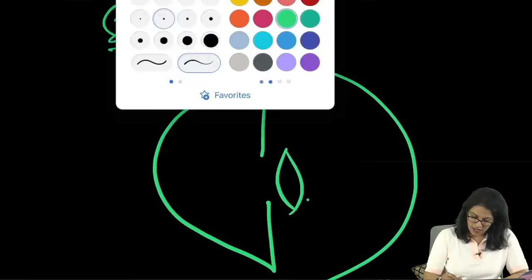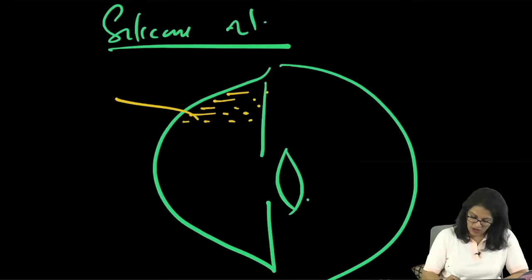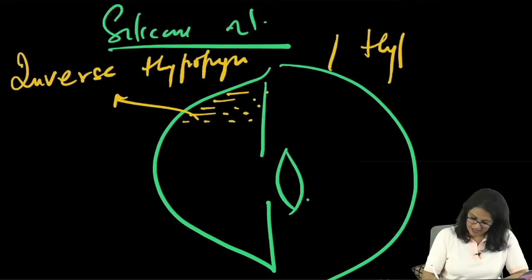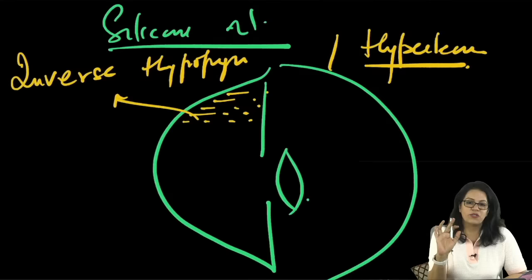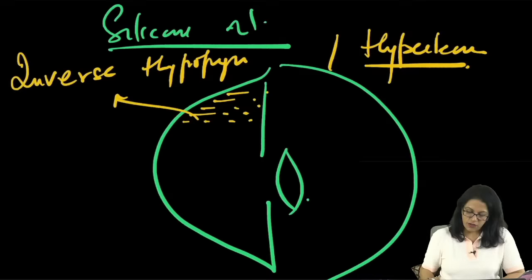When you are using silicone oil, it can leak into the anterior chamber. When it leaks into the anterior chamber, oil is lighter than water, so it will collect here. This is what is called inverse hypopyon. Normally, hypopyon is below. This is inverse hypopyon, or you can say hyperoleon. So it is a feature of RD surgery. Don't forget this. This was also asked in INI-CET, where they asked about inverse hypopyon.